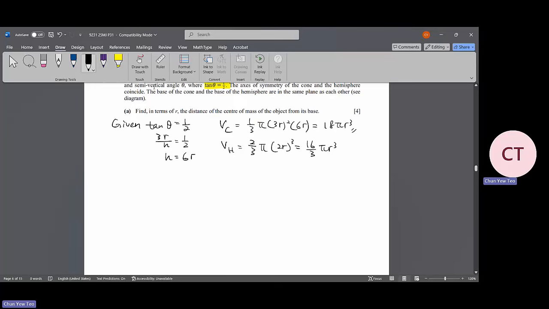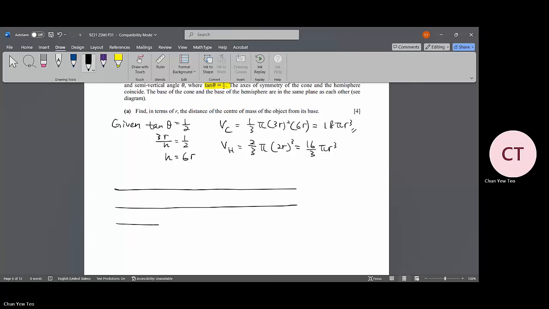Okay, so these are the things that I need ready before we find the distance of the centre of mass of the object from its base. So we need to build the table. Usually I will build the table. So this is the solid. We have a cone here. We have a hemisphere here. We have the total, the remaining object.